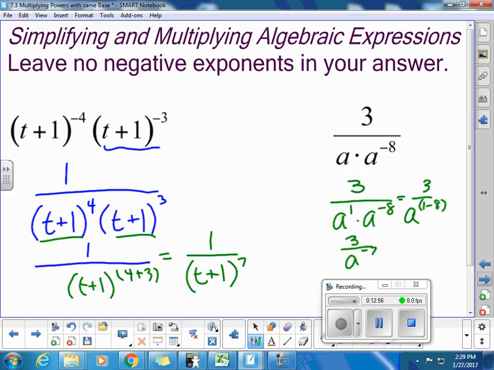Again, I can't have a negative exponent, so I have to move it. This time it's in the denominator, so I move it to the numerator. So you'd get 3a to the 7th. And that would be the answer.